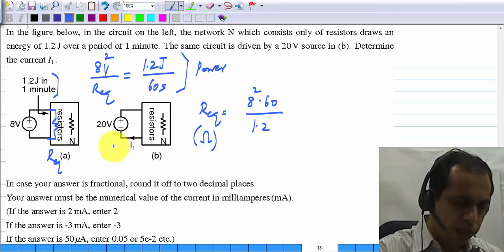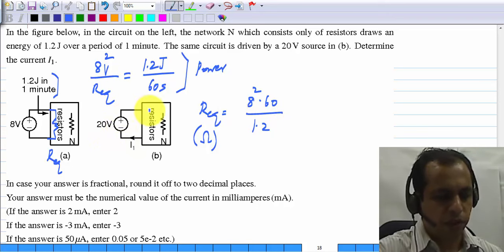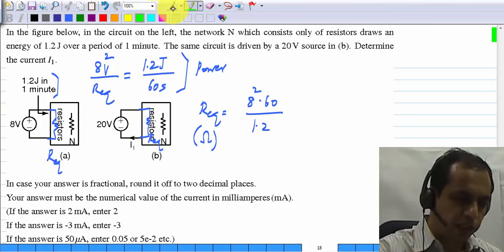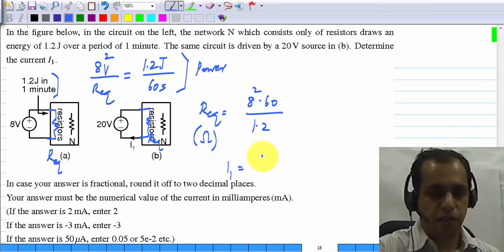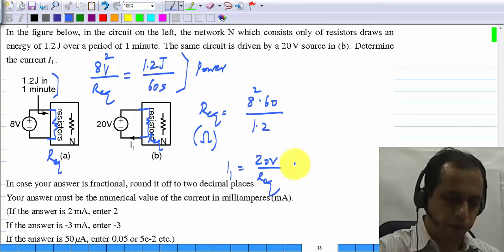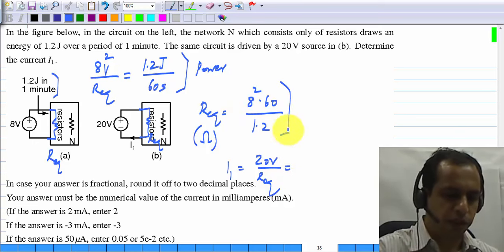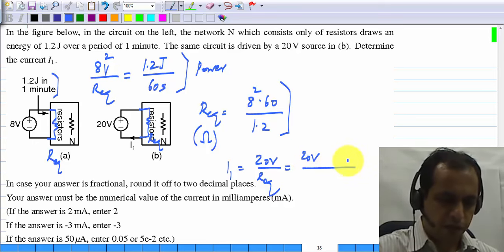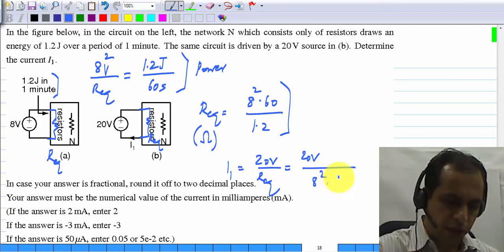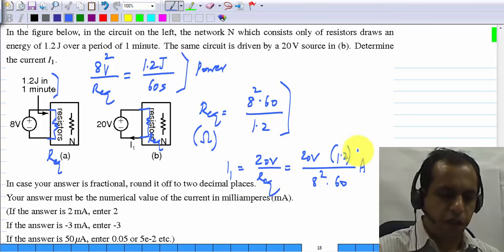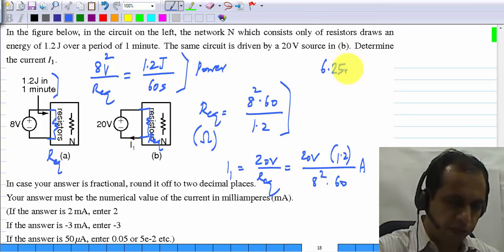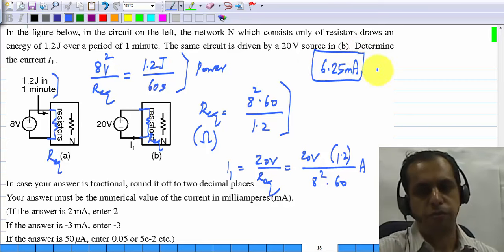And in the second case, a 20 volt source is applied to the same resistor Req. And what is this I1? You can easily see that this I1 is 20 volts divided by Req. Which, using this value of Req, you get 20 volts divided by Req, 8 square times 60 times 1.2. This will be in amperes. And if you calculate this number in milliamperes, you will get 6.25. So the answer is 6.25 milliamperes.